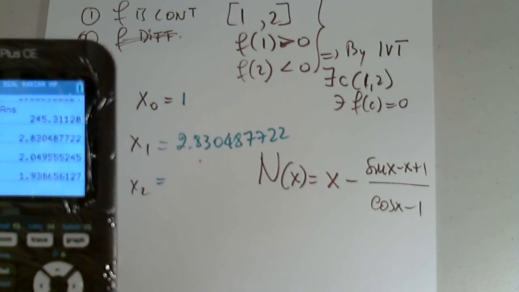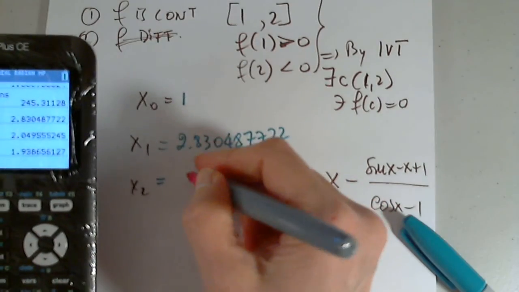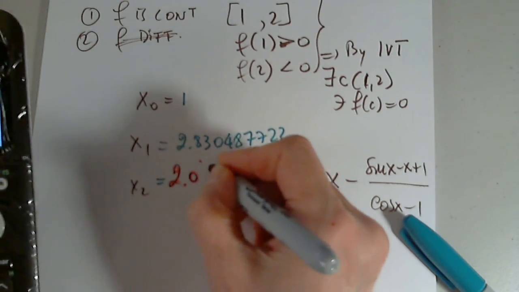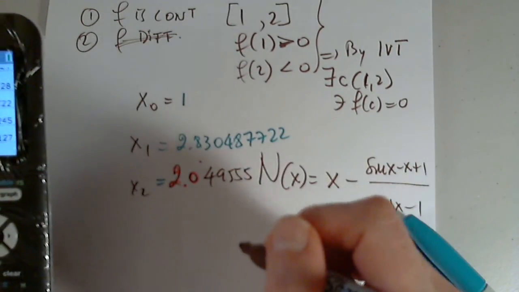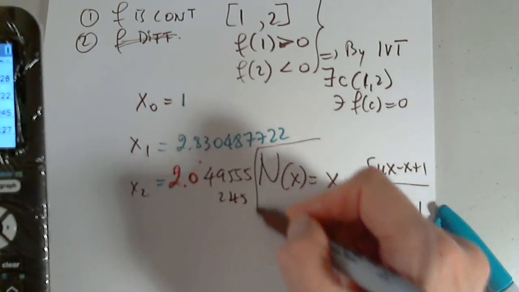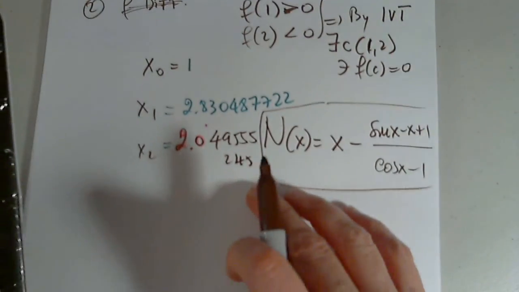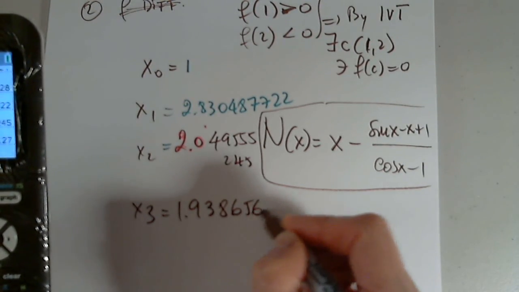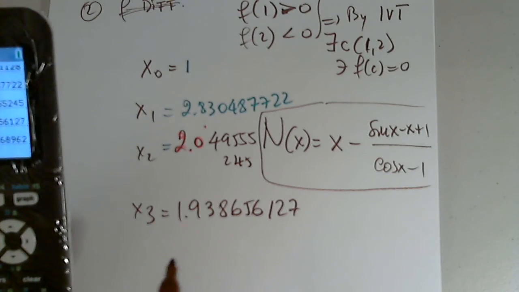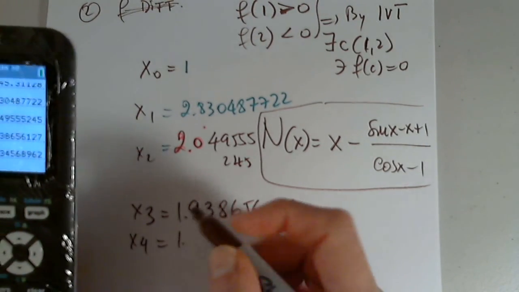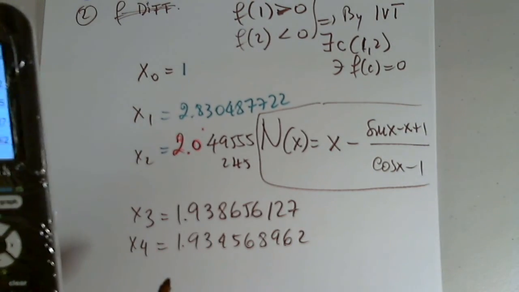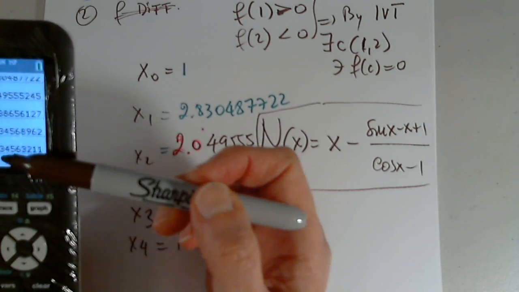So it will converge. 2.04955245. And then x sub 3, the third iteration, 1.938656127. It didn't tell me how many digits we are looking for. Then 1.934568962.